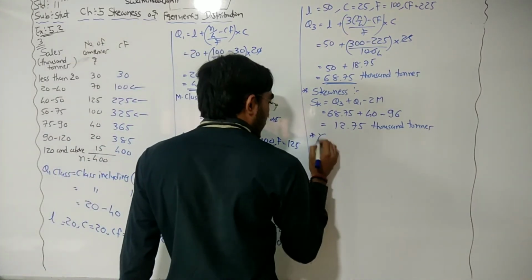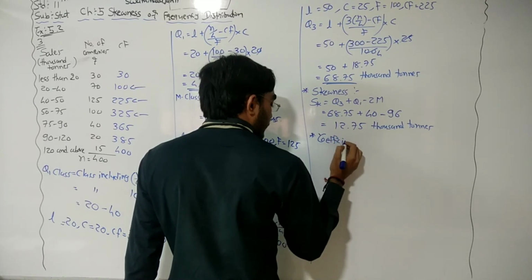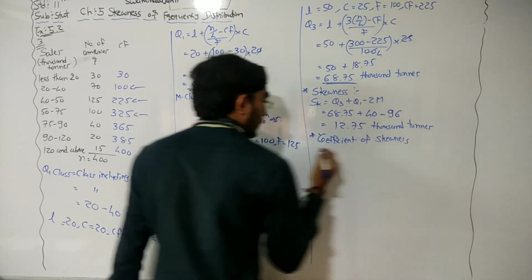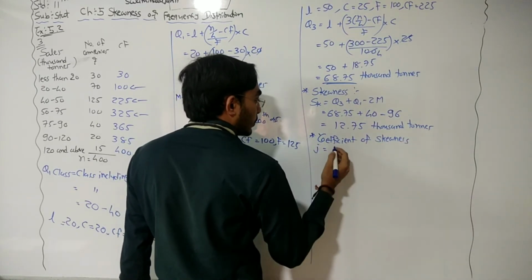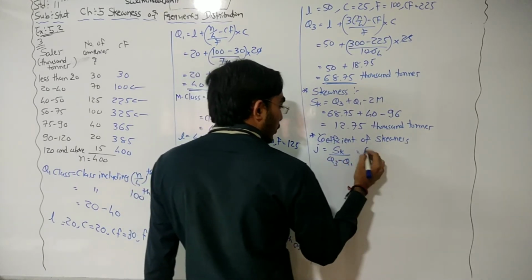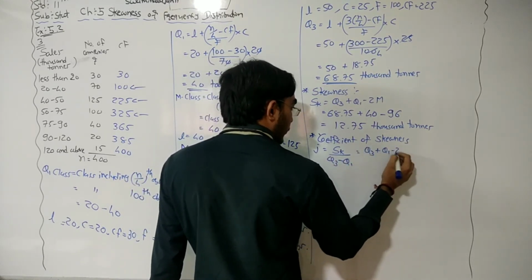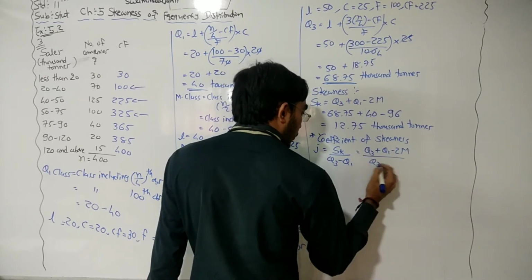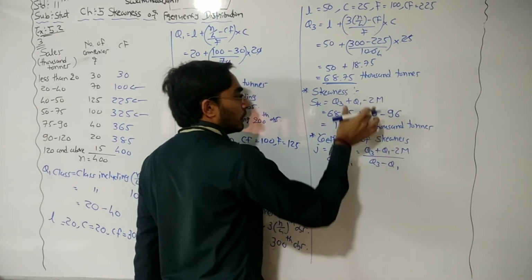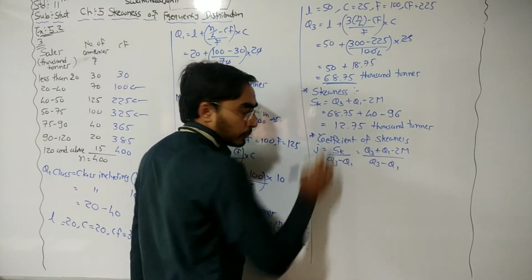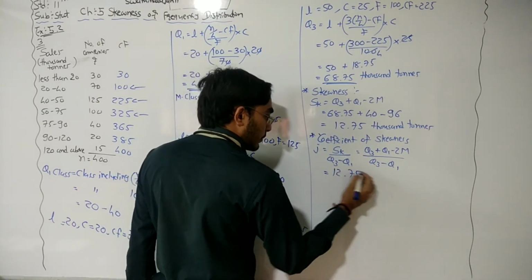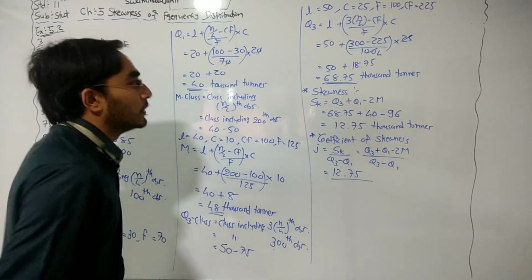Now we can find the coefficient of skewness. J is equal to, what is the formula? Sk divided by Q3 minus Q1. Actual formula is Q3 plus Q1 minus 2m divided by Q3 minus Q1. But here we know the value of Q3 plus Q1 minus 2m, that is our Sk. Okay, so use this formula. We already know the answer, 12.75, and denominator Q3 minus Q1.